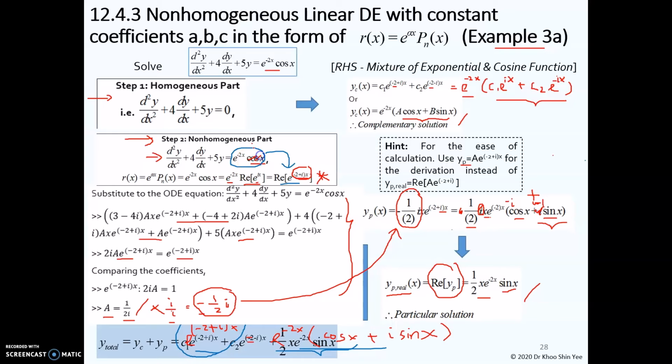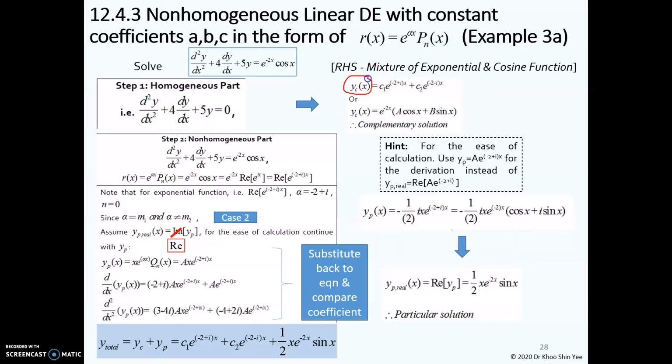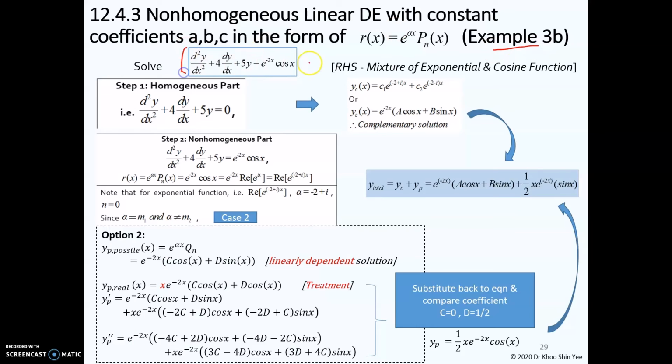If the right hand side function here changes to a sine function, then instead of the real part, you have to find the imaginary part for the final answer. Then you should have negative 1 over 2 x e to the power of negative 2x multiplied with cos x. So this is the solution when you have sin x here. Finally, once you find the complementary solution as well as the particular solution, substitute it inside the total solution to obtain the final answer.